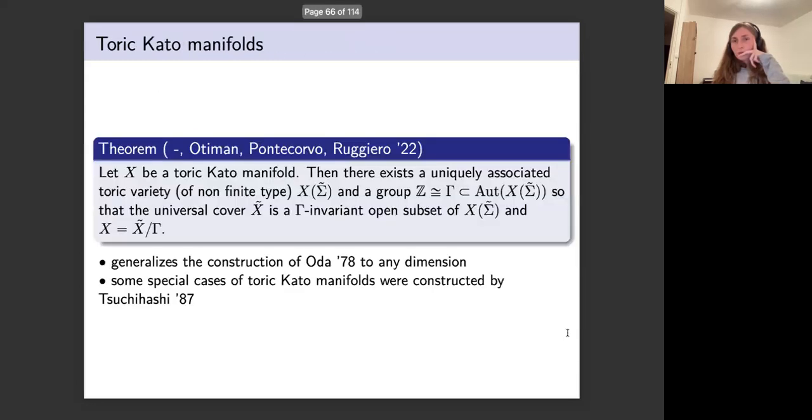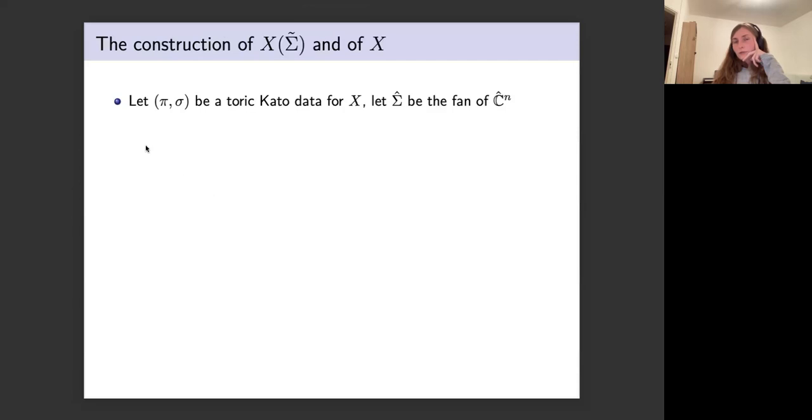And how do you construct this? So I'm just going to try to describe to you how you construct this toric variety. How do you pick the open subset, and how do you pick this group? Yeah, starting from the given toric Kato data. So you have your toric Kato data.